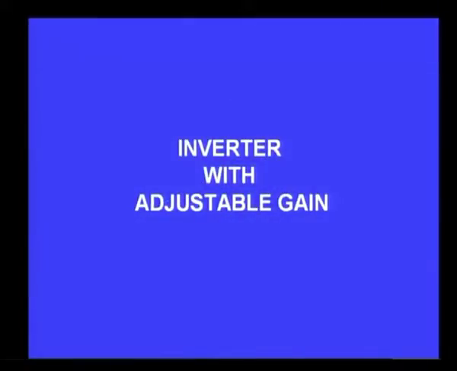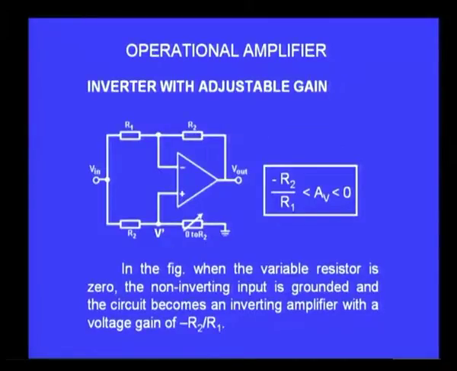Now, there is also another variation of the circuit, similar to what we have already seen, that is an inverter with adjustable gain. You can change the gain of the inverter from some low value to a very high value, whatever value you want. So, I am showing another application circuit of the operational amplifier, which is an inverter with an adjustable gain.